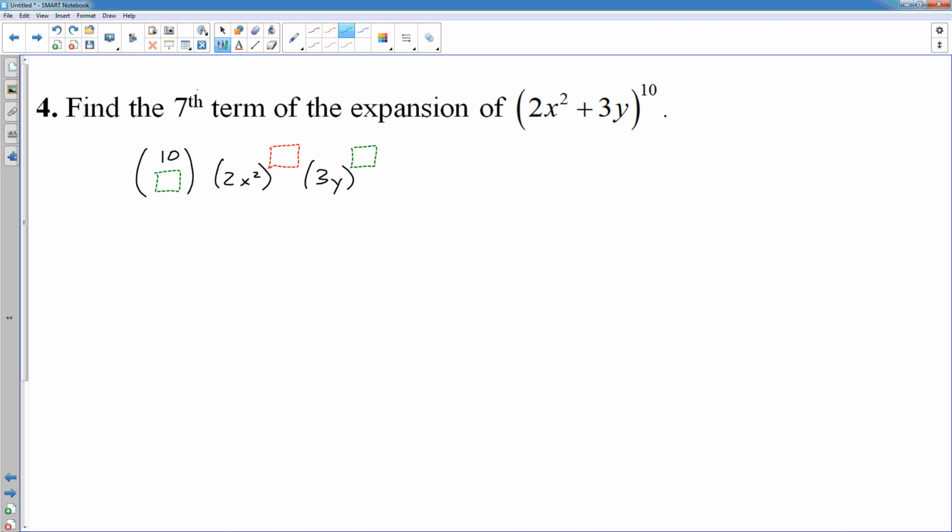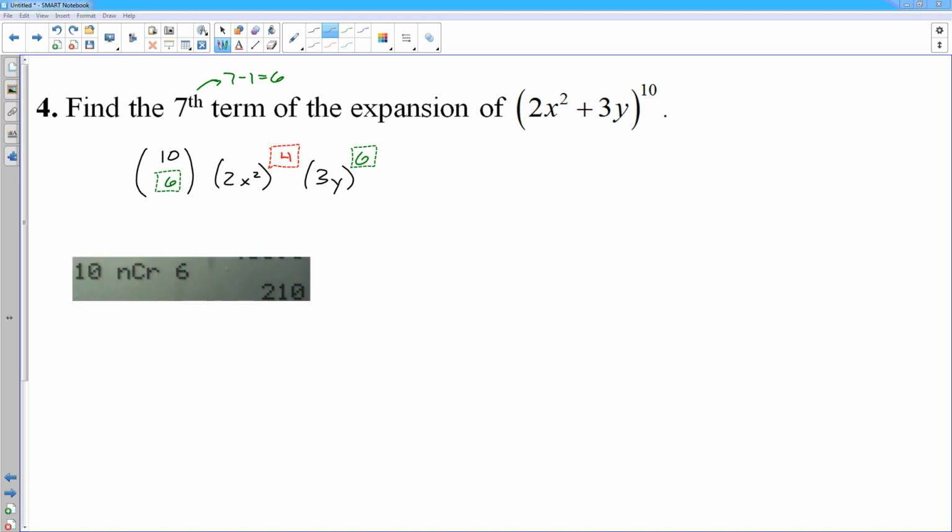Let's see if it's the seventh term. 7 minus 1 is equal to 6, so that means it's going to be 10 choose 6 and 3y to the 6. And then I know that these two numbers have to add up to 10. And last I checked, 6 plus 4 is equal to 10. So there is your structure to find the seventh term, and then the calculator is going to do the rest for us. All right, 10 choose 6 is 210. So it's going to be 210.